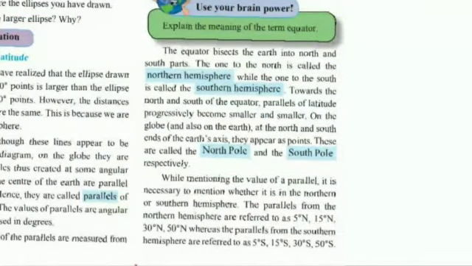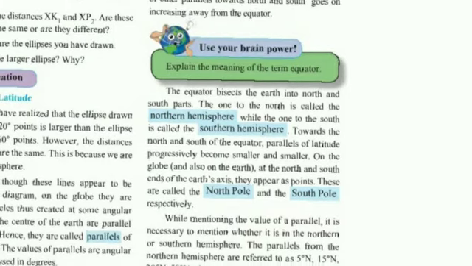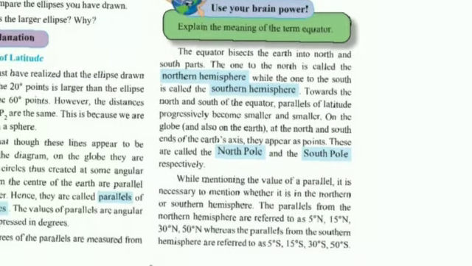While mentioning the value of a parallel, it is necessary to mention whether it is in the northern or southern hemisphere. The parallels in the northern hemisphere are referred to as 5 degree north, 15 degree north, 30 degree north, and 50 degree north. So while mentioning the value of the parallel, we have to tell whether it is in the northern hemisphere or southern hemisphere. 5 degree N means the fifth degree of the northern hemisphere, and 5 degree south means the fifth degree of the southern hemisphere. I think so far you all understood.